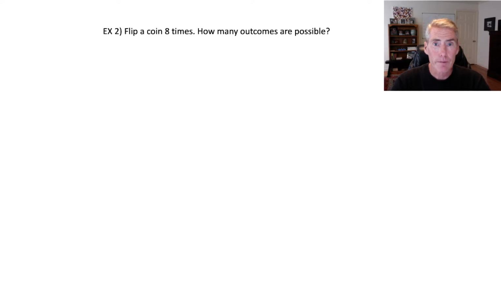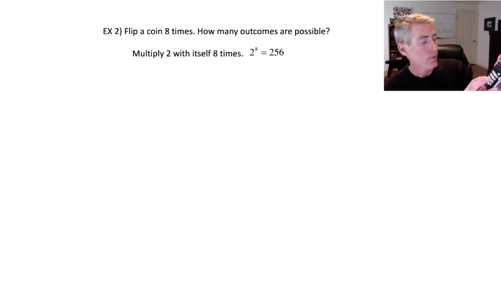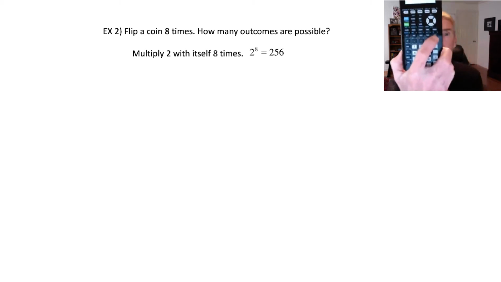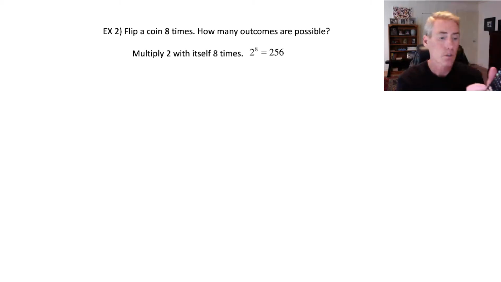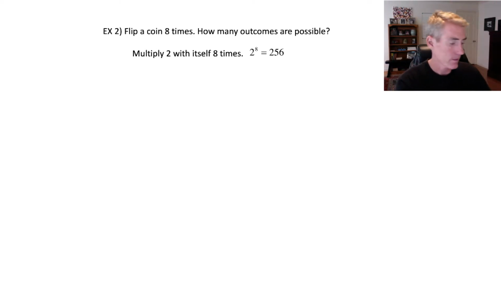What about if you flip a coin? So the coin has 2 possibilities, heads, tails, and then you do that 8 times in a row. So you could go 2 times 2 times 2 times 2 times 2 times 2 until you've got 8 of them. Or you could shorten the work and just say 2 raised to the 8. If you've got a TI-84, the raised to is this little arrow right here. So you would just go 2 and then raised to the 8. And it's 256.